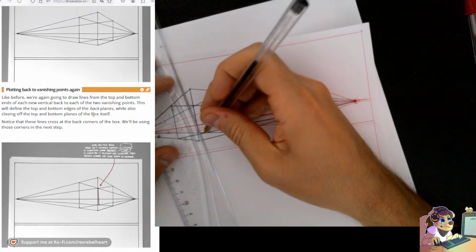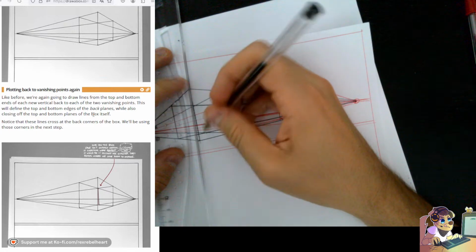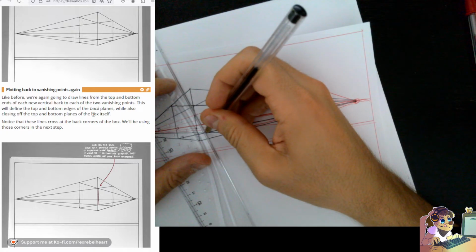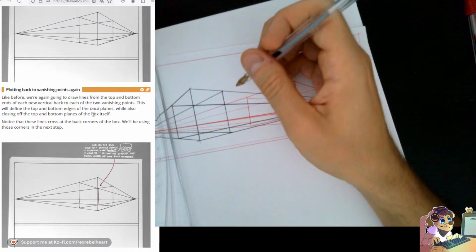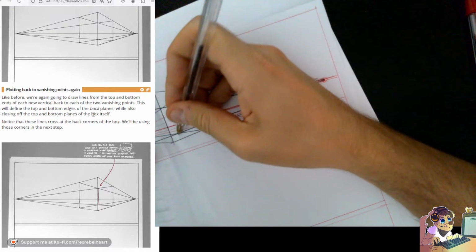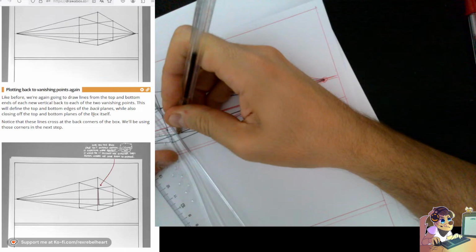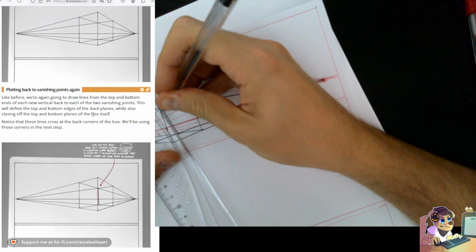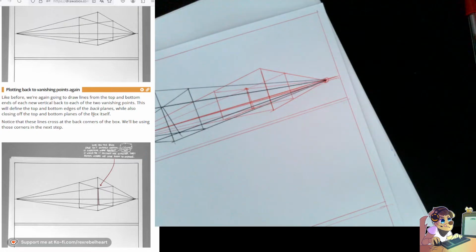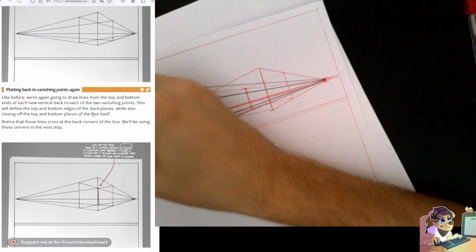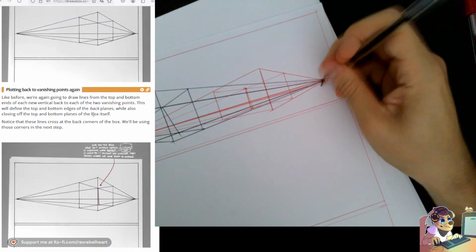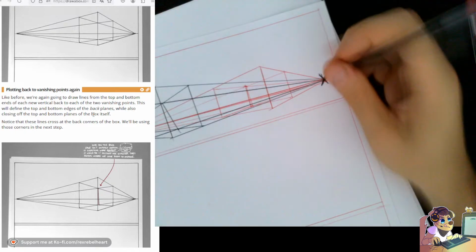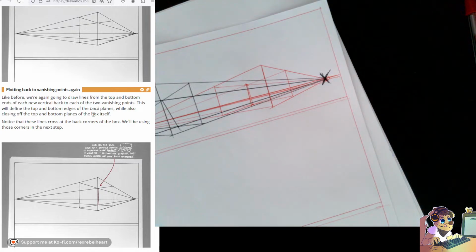Oh, I can see. Yeah. Ooh. That's rough, right? Dude, how's that happened? That's rough. That is rough, man. Dude, I need to really define these vanishing points, otherwise I got stuff like that, and that's freaking horrible.